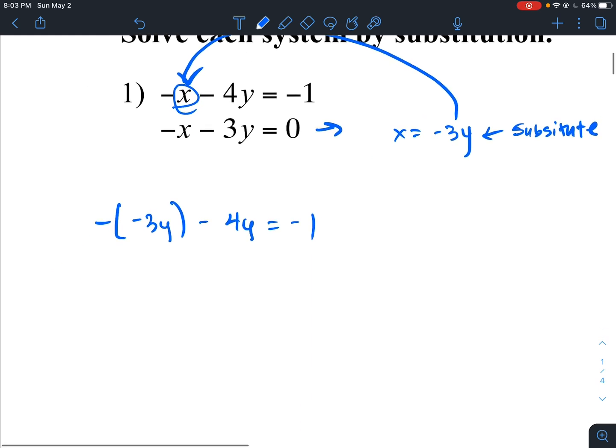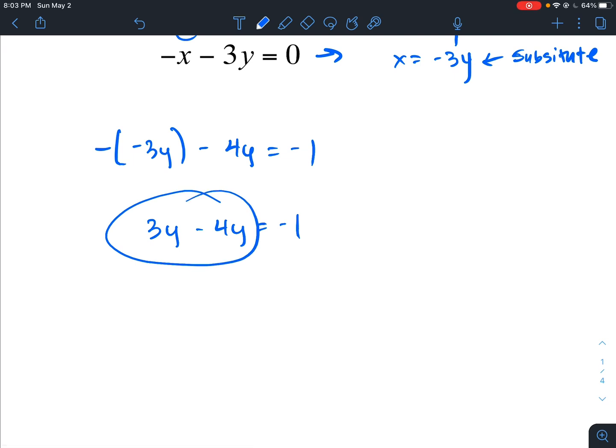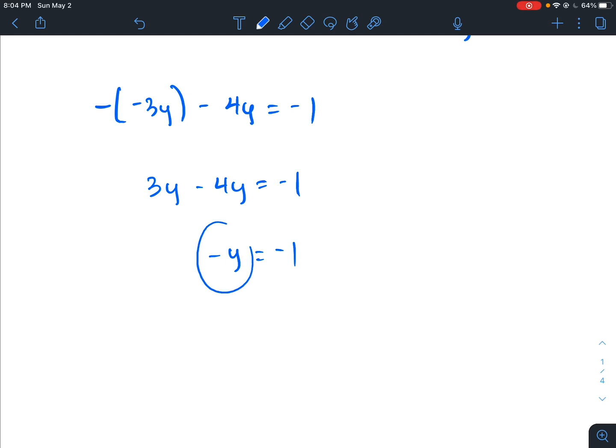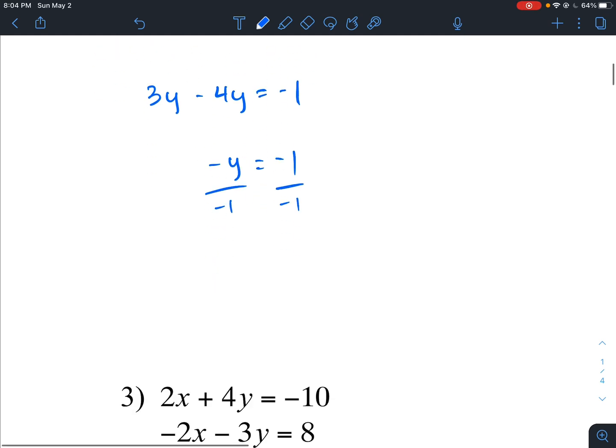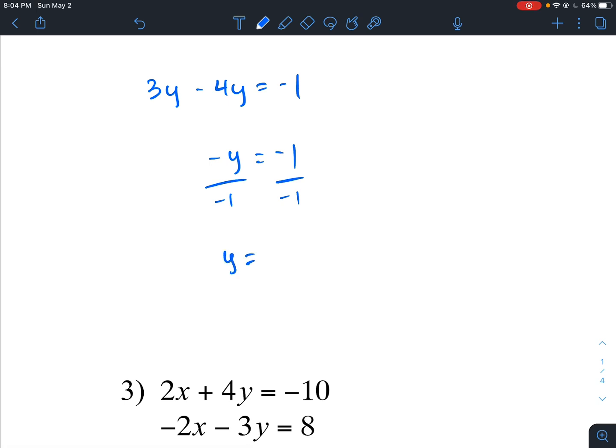Okay, now let's clean this up a little bit. See here that I have a negative and a negative, so it's going to be positive 3y minus 4y is equal to -1. Okay. Now, what this means right here is I can combine these like terms, because now I no longer have an x variable. I just have one equation with one variable, which means I can solve for that one variable. I no longer have two variables. So when I combine these like terms, -4y and positive 3y, I get -y equal to -1. And if I want to make y positive, I just have to divide by -1 or multiply both sides by -1, but in either case I get y is equal to +1.